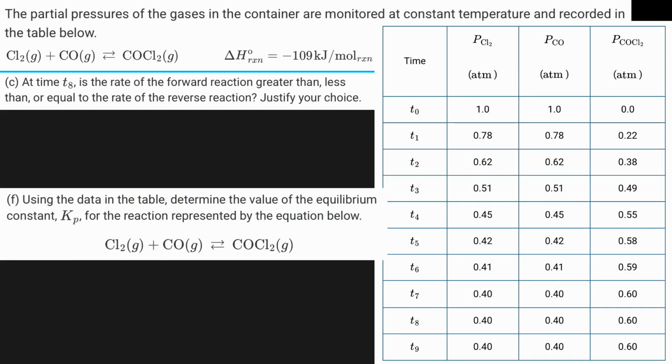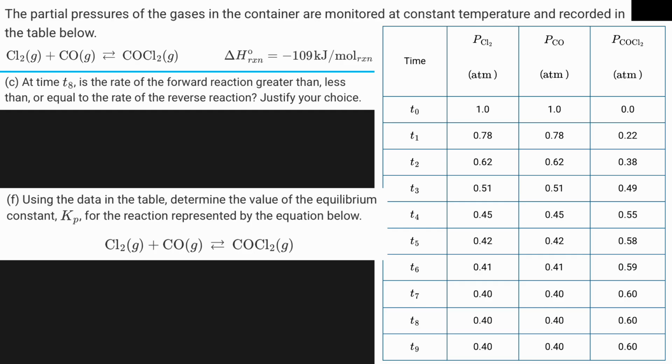All right, this FRQ says the partial pressures of the gases in the container are monitored at a constant temperature. Part C says at time T8, is the rate of the forward reaction greater than, less than, or equal to the rate of the reverse reaction, and justify your choice. So whenever we're looking for the rate of the forward versus the rate of the reverse, you need to look at the time before the one you're looking at.